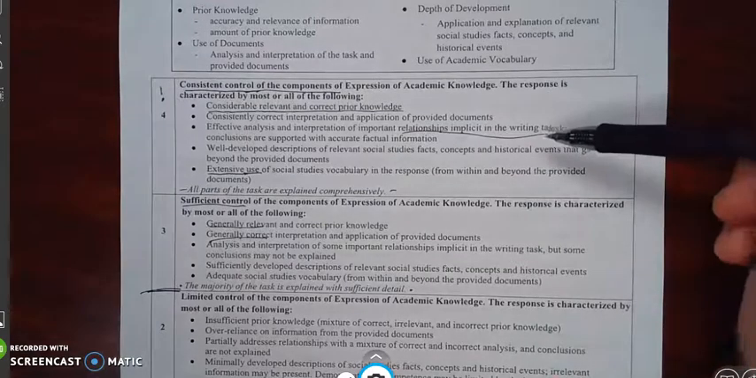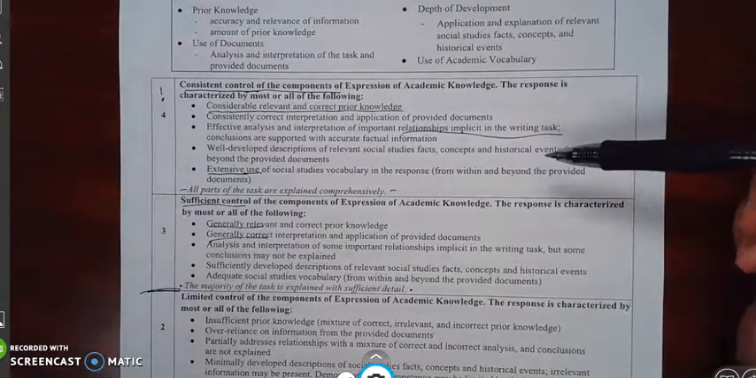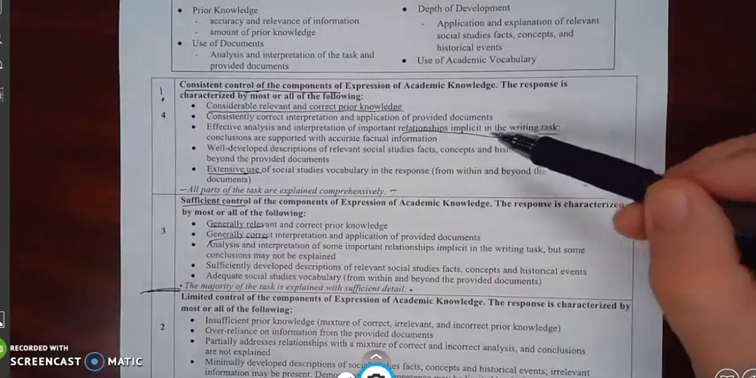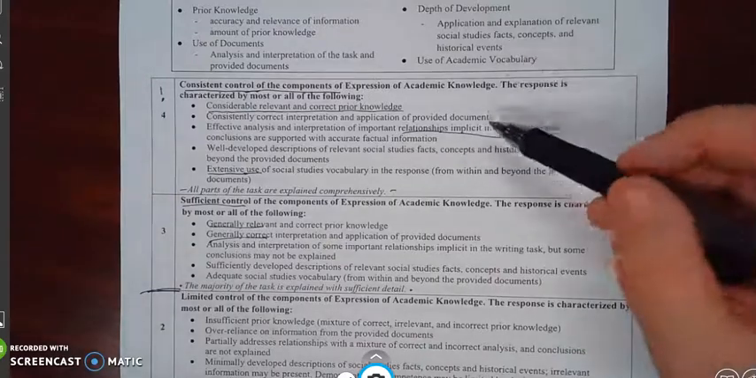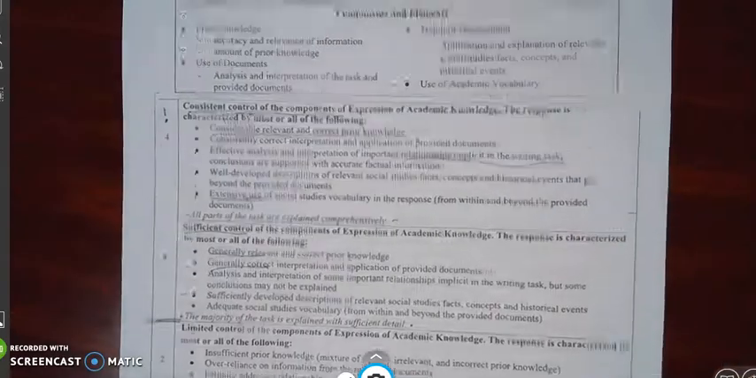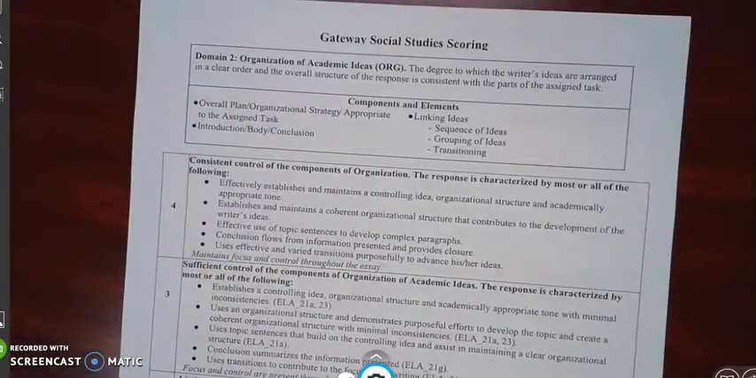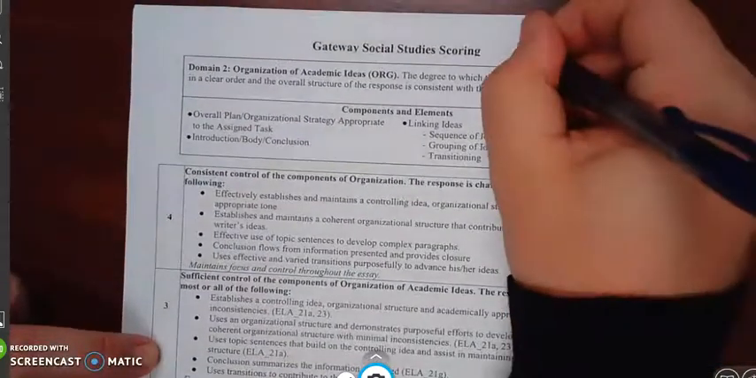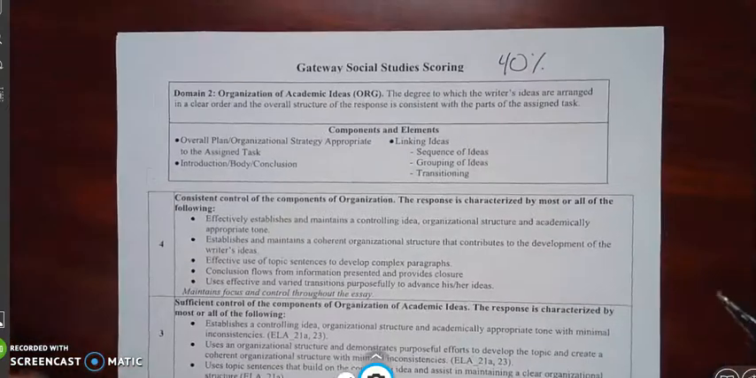But really, let's shoot for this top one, right? This consistent control, extensive use, considerably relevant and correct prior knowledge. All right, so the next one here, this is the organization of academic ideas. Now remember, this is worth 40% of your score.